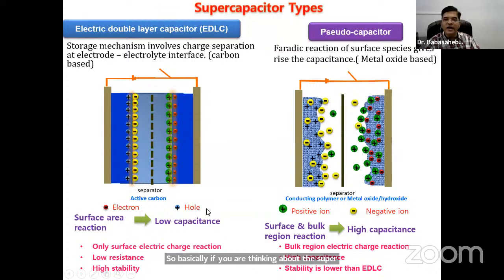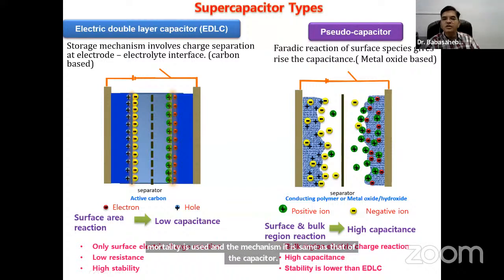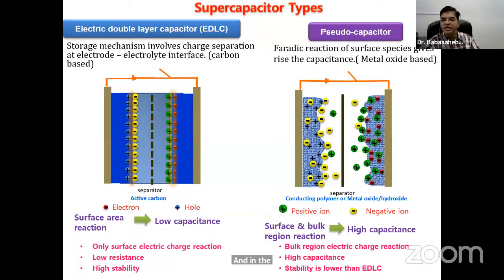So basically, if you are thinking about the supercapacitor, there are two types. One is called EDLC and the second one is the pseudo. For EDLC, mostly carbon based material is used, and the mechanism is the same as that of a capacitor. In the pseudo, a surface reaction called a Faradaic reaction takes place. Mostly metal oxides, metal polymers and metal chalcogenides are used, so the pseudo type has the same principle as that of the battery, but each has its own advantage as well as disadvantage. EDLC has high stability but low capacitance, but pseudo has high capacitance but low stability.